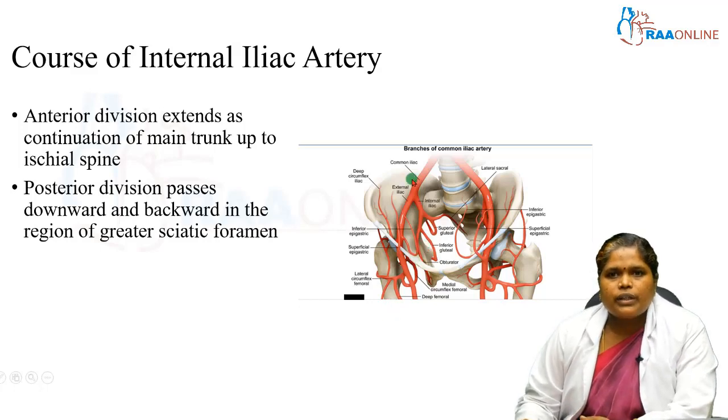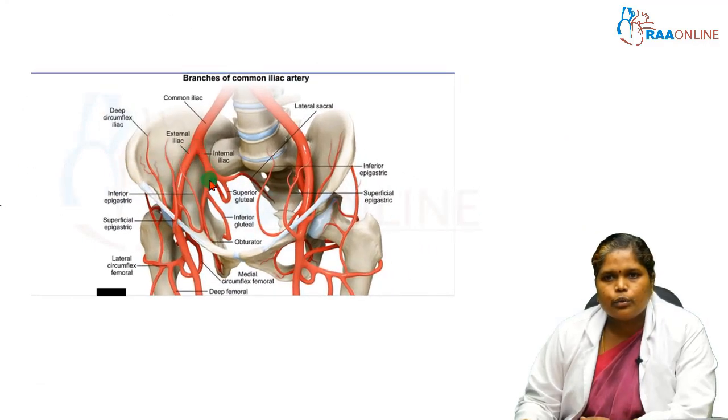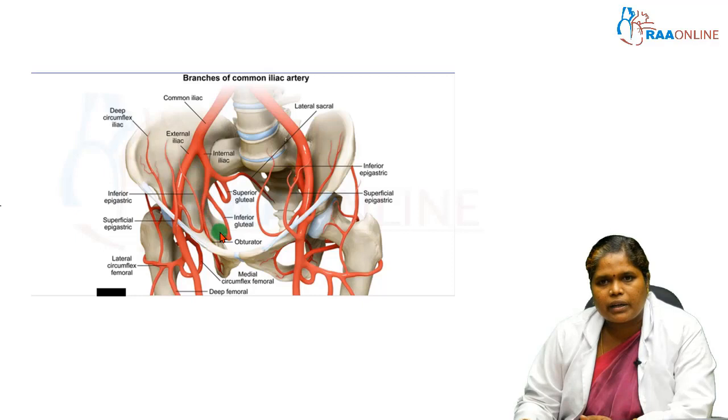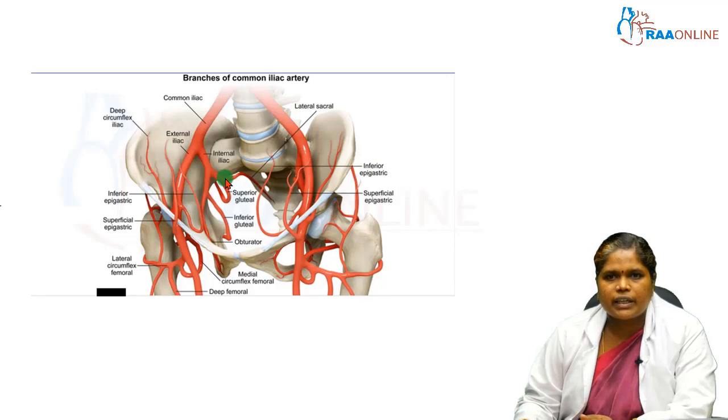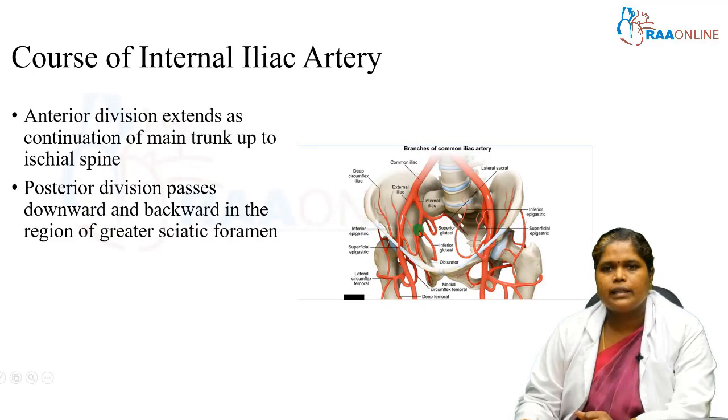So if we trace, here you can see the common iliac dividing into external iliac, internal iliac, and you can see nicely the internal iliac artery dividing into anterior division and posterior division. So the anterior division, if you see, it extends as a continuation of main trunk up to the ischial spine. See here, you can see a triangular projection, that is ischial spine. So the anterior division reaches to the ischial spine. The posterior division runs downwards and backwards in the region of greater sciatic notch. Okay, this is about the course of anterior and posterior division of internal iliac artery.